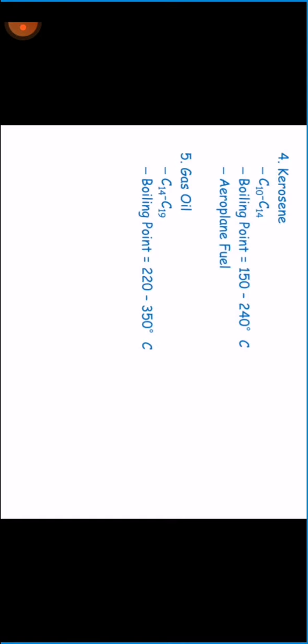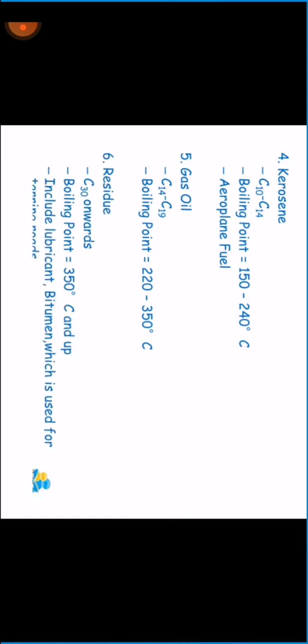The sixth fraction that we look at then is the residue fraction, which is everything underneath gas oil, and this is from carbon chains of length 30 onwards, and they have boiling points of 350 degrees upwards. From here you can get lubricating oils, waxes, polishes, fuels for the shipping industry, but you can also get bitumen, which is used for tarring roads.